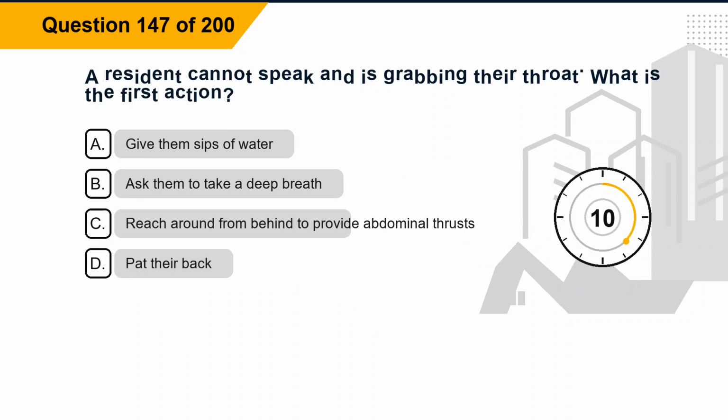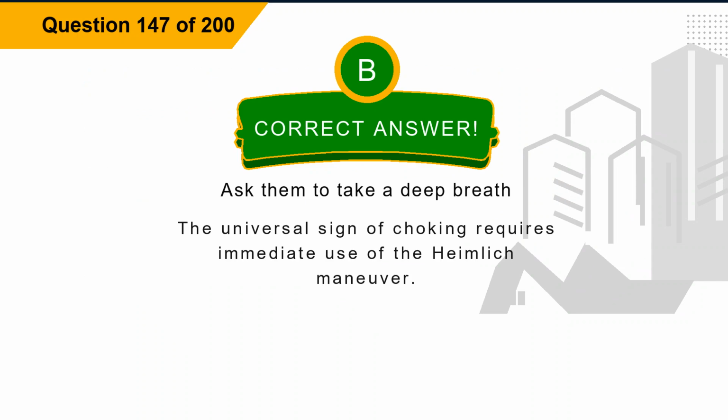Option A, give them sips of water. Option B, ask them to take a deep breath. Option C, reach around from behind to provide abdominal thrusts. Option D, pat their back. The correct answer is option B, ask them to take a deep breath. Explanation. The universal sign of choking requires immediate use of the Heimlich maneuver.